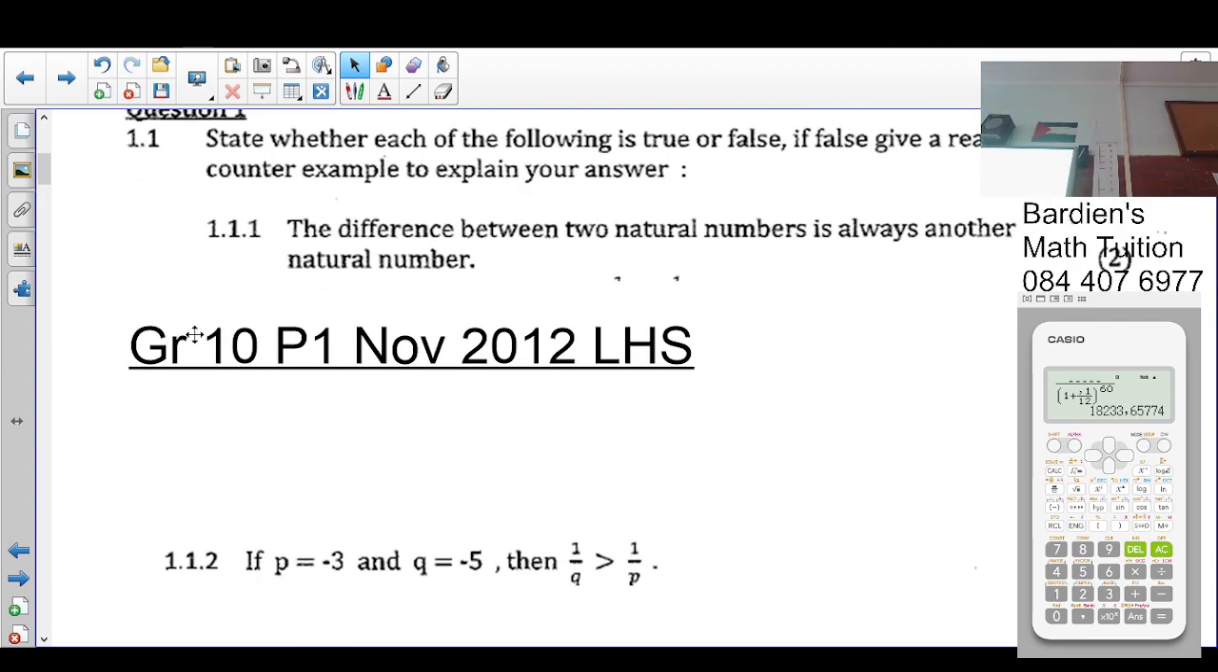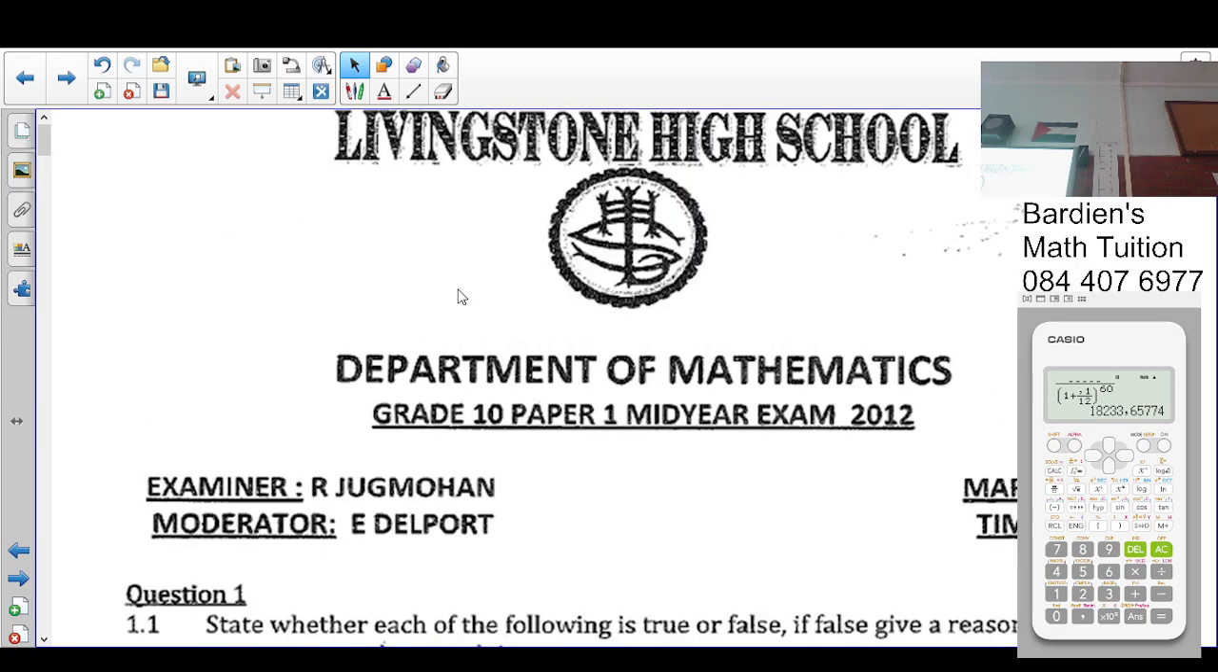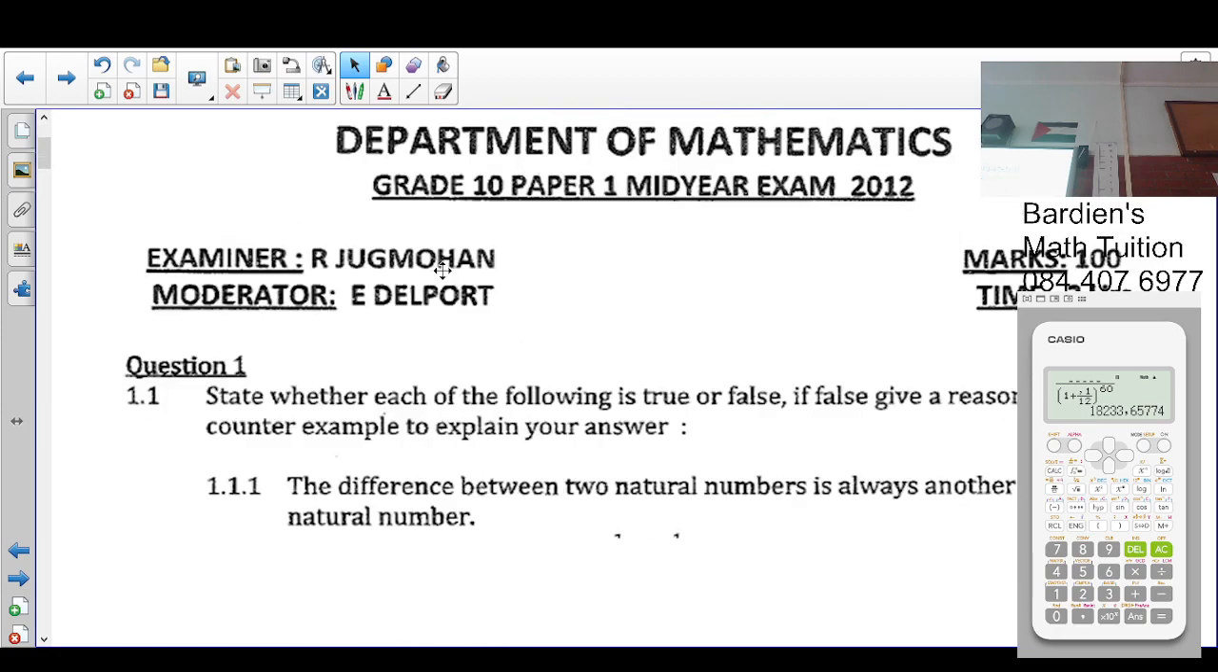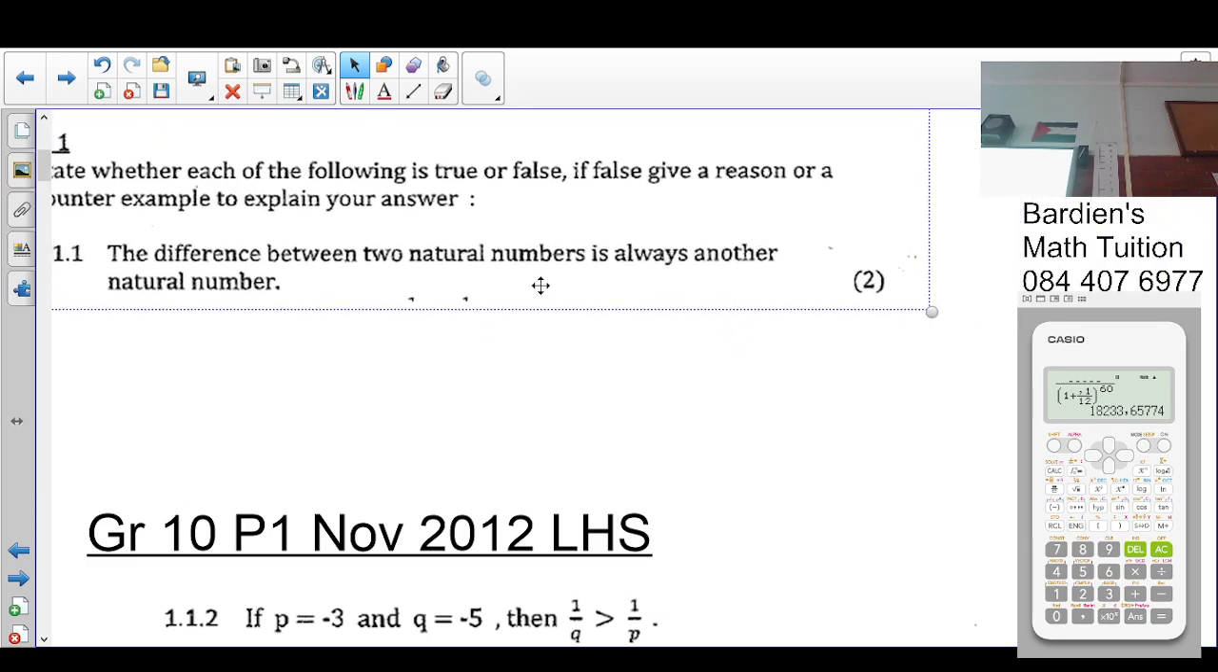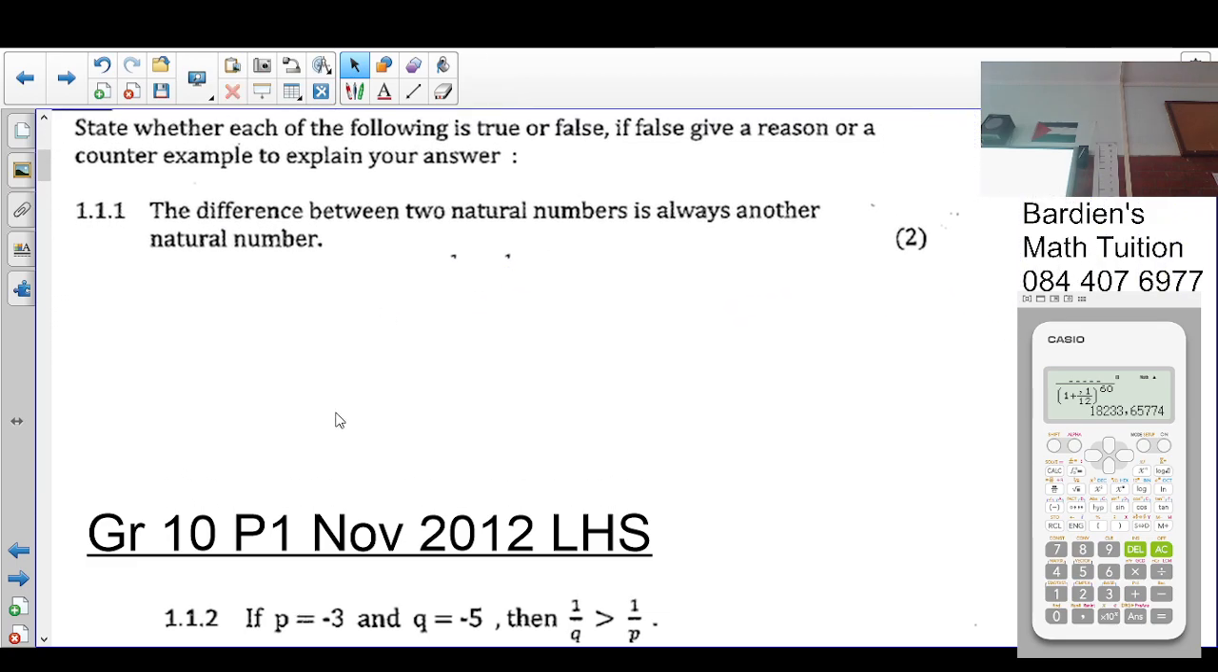Right, so it was a 2 hour paper. It was 100 marks for the paper. So the questions state whether each of the following is true or false. If false, give a reason or counter example, you explain your answer. The difference between two natural numbers is another natural number.